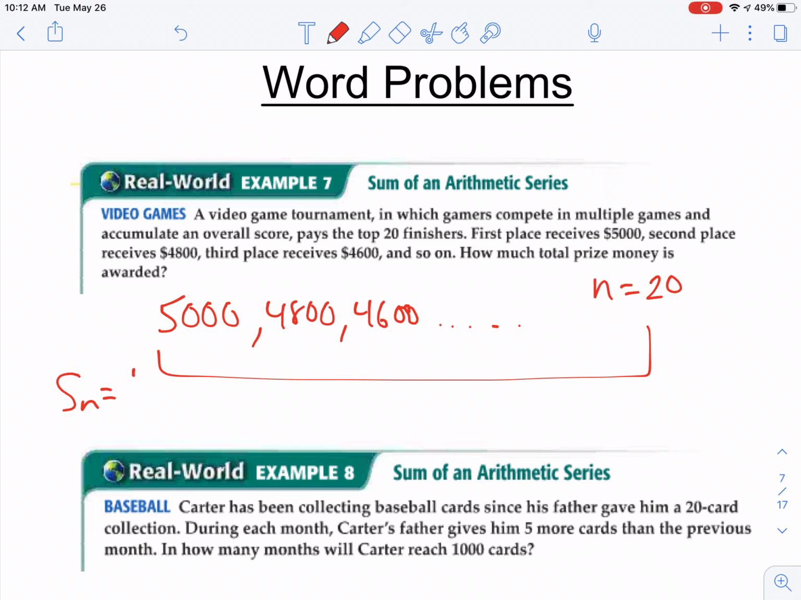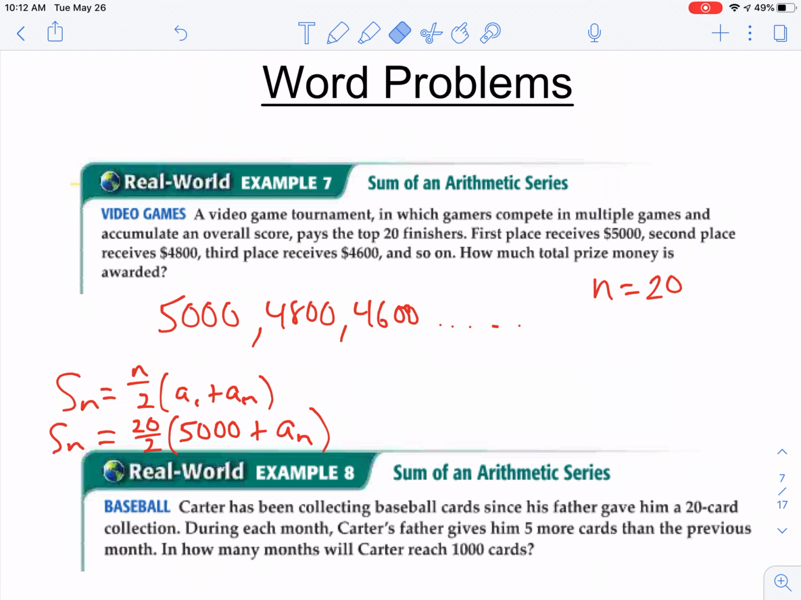So N over 2 times A1 plus AN. That's an N there. AN. So N is 20. We know that. Over 2. A1 is 5,000. It's the first prize amount. But we don't know AN. We don't know the last prize amount. So we have to use the other formula to get the last prize amount, the AN formula. AN equals A1 plus N minus 1 times D.